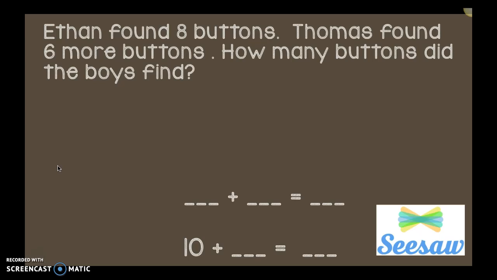Ready? All right. Ethan found 8 buttons. Thomas found 6 more buttons. How many buttons did the boys find? Make sure you draw a good picture to show your thinking. Circle your 10 and write that good 10 plus sentence. One more time. Ethan found 8 buttons. Thomas found 6 more buttons. How many buttons did the boys find? Good luck, friends.